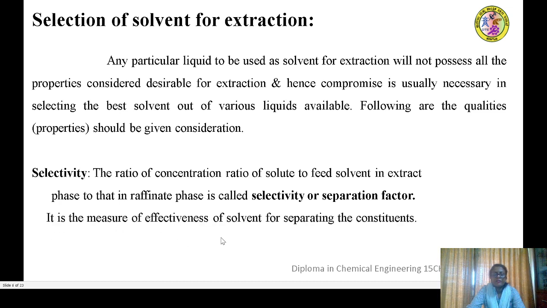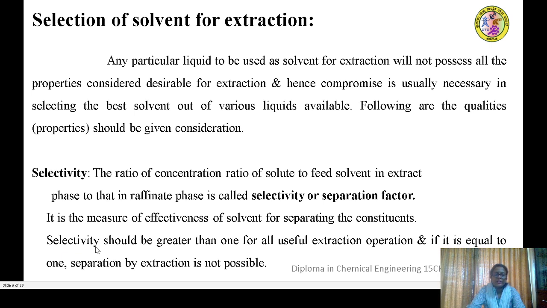It is the measure of effectiveness of a solvent for separating the constituents. So selectivity indicates the degree of separation possible by extraction. This ratio for a particular solvent needs to be calculated. By knowing its value, it should always be greater than 1, just like your relative volatility in distillation. So that is considered first, and higher values of selectivity are considered a requirement for extraction.